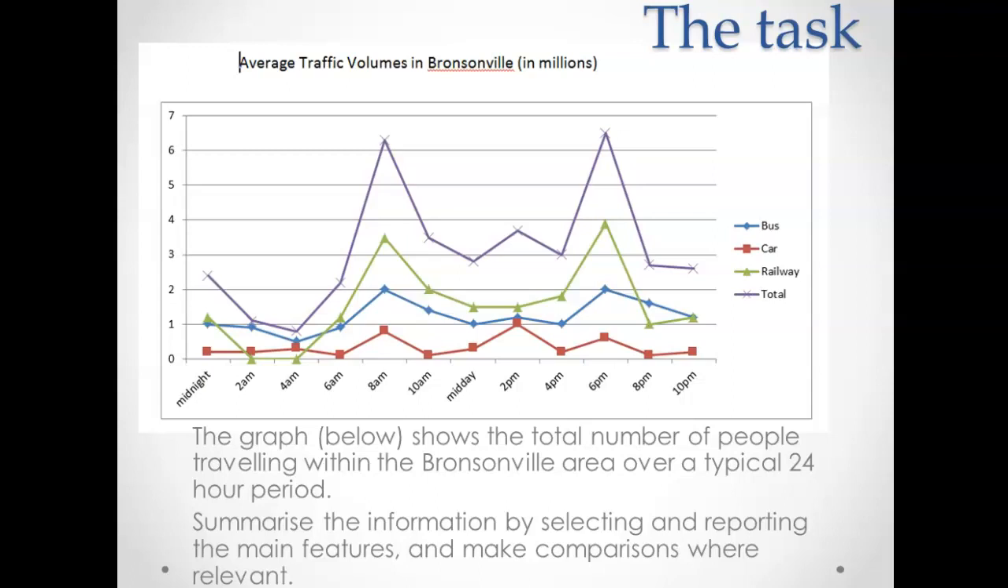How many types of traffic can you see? It's not 4, it's 3, because the purple line is a total of the other 3. And I hope very quickly you can see the 2 major peaks here at 8 a.m. and 6 p.m.